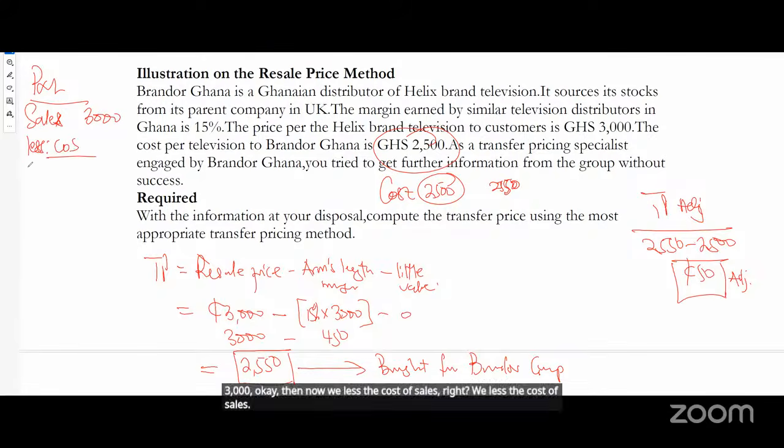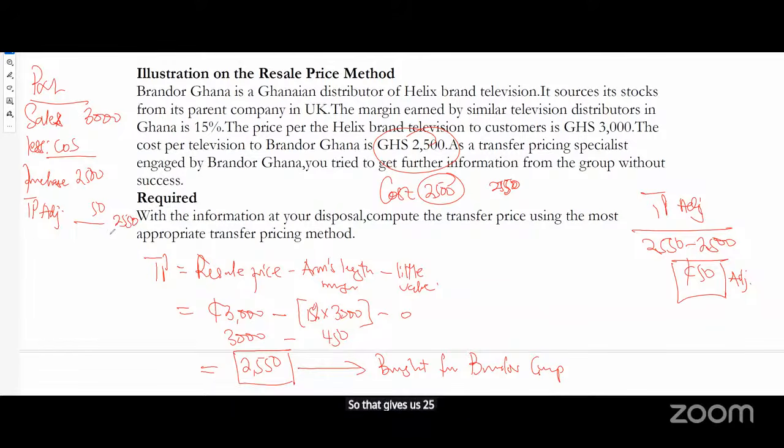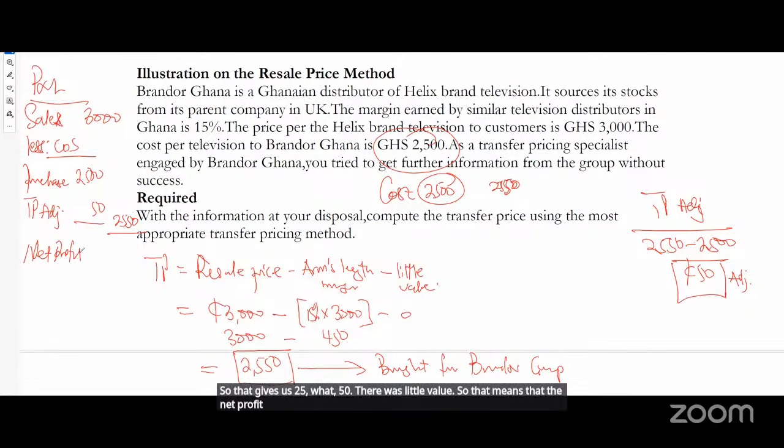So cost of sales, we had what? The purchase. The original purchase price was 2,500, right? Then we add our transfer pricing adjustment, which is 50. So that gives us 2,550. So the net profit we are going to get will be 450. You get it?